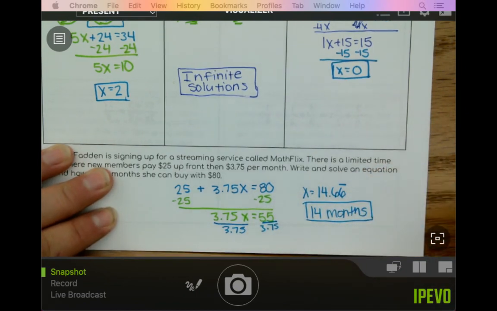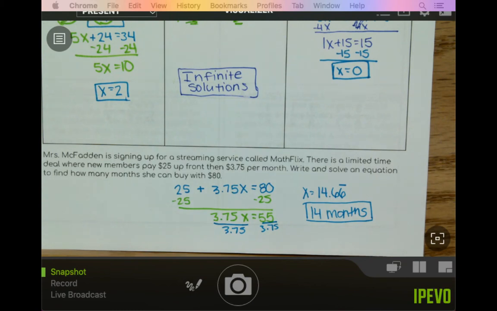So sometimes when you're trying to budget something, your budget comes out to be that you can buy 14.6 months. But no way is Mathflix going to let me buy 14.6 months. However, they will just say, hey, don't spend your whole $80. Go ahead and just buy 14.